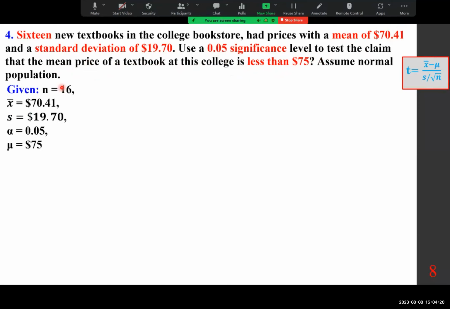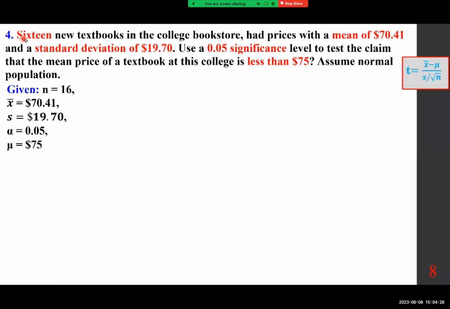So n is 16. The reason this is x bar and this is s is because these two values go back to those 16, not all. Alpha is 0.05, mu is 75. Spend enough time to understand this part and everything will fall into place.